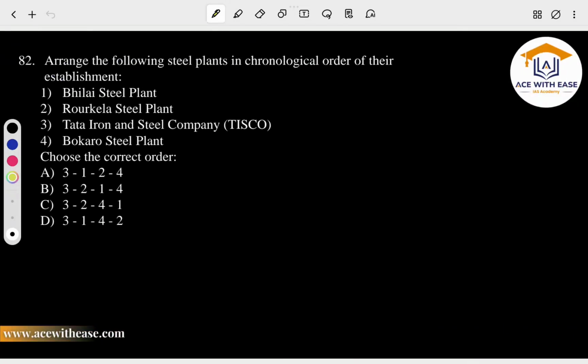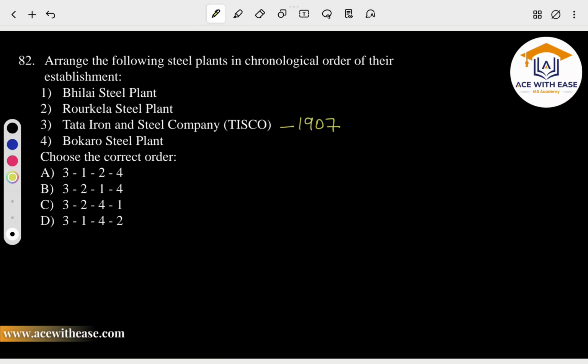82nd question. Arrange the following steel plants in chronological order of their establishment. So, chronological order, if you see, we have the Tata Iron and Steel Plant. It was established in 1907, and it is India's first steel plant.